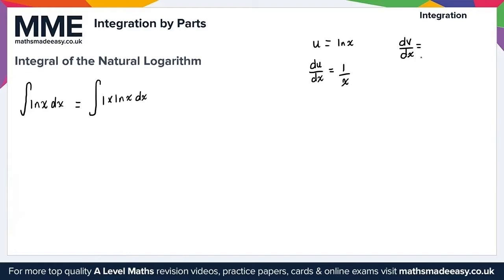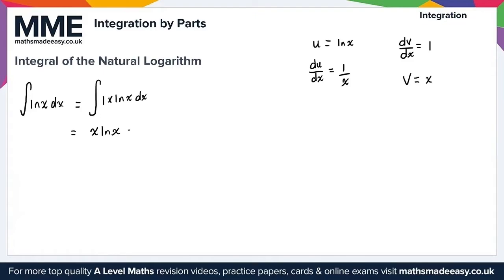And for dv by dx, this would just be what's remaining, which is 1. And to find v, we just simply need to integrate. If we integrate 1 with respect to x, that simply gives us x. So what we've got now is everything we need to go on to apply integration by parts. Integrating this with respect to x and using integration by parts, we get u times v, which is x ln x. So that's the first part, that's uv.